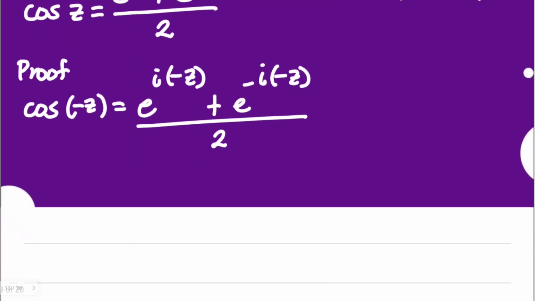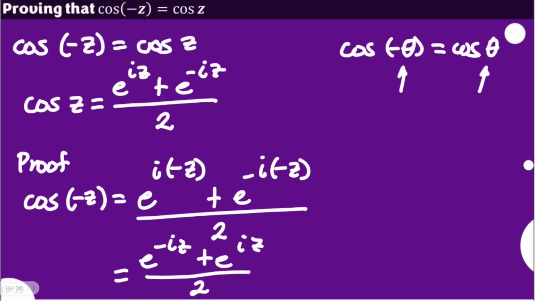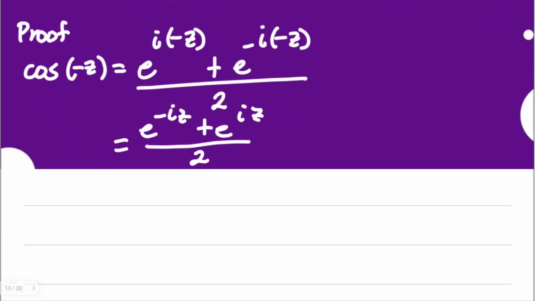So allow me to use here e to the negative of iz plus e to the power of positive, now because that's negative times negative, right? So you have positive iz all over 2. Now, take note that in the original form, the negative iz is the second term. Let me rearrange this. So you have e to the power of positive iz plus e to the power of negative iz over 2.